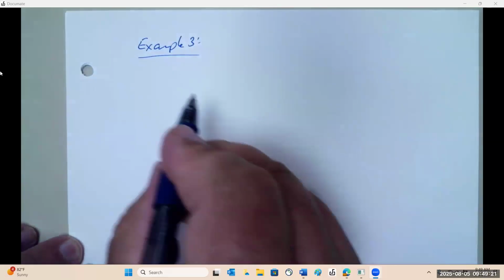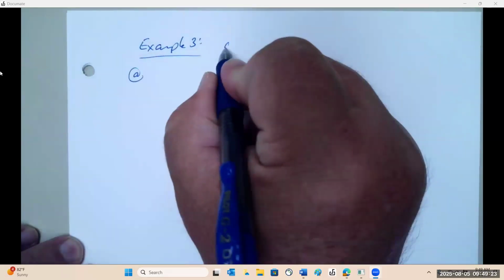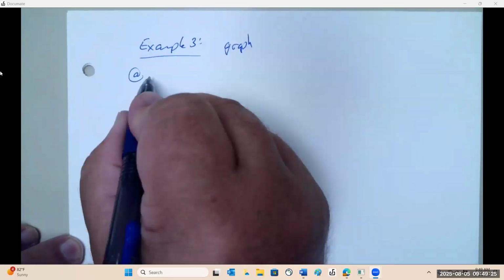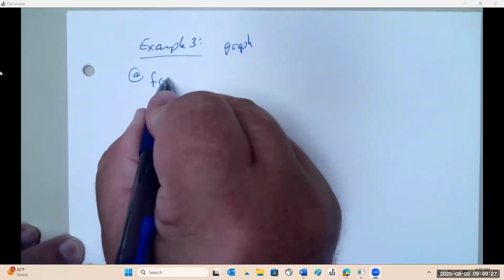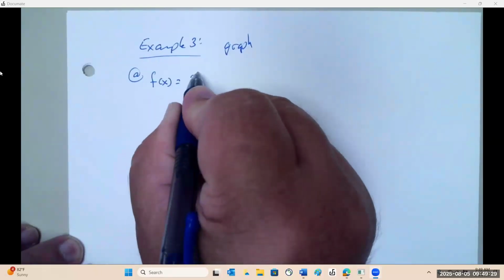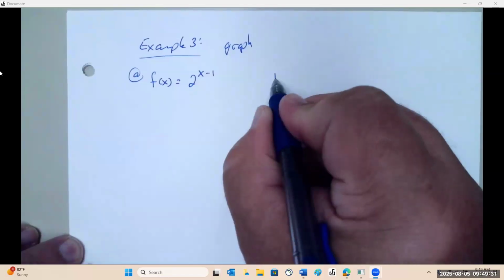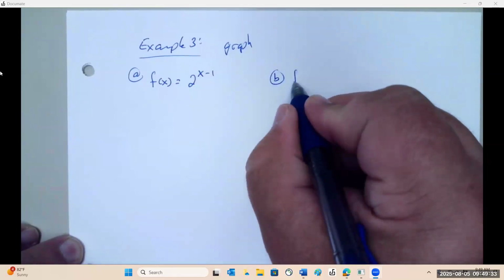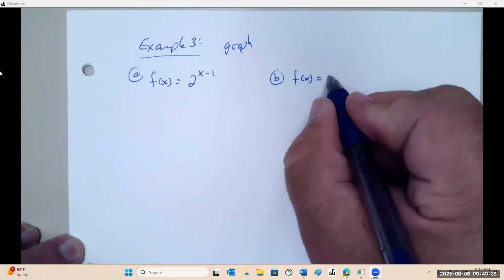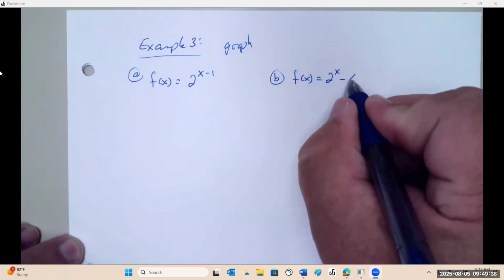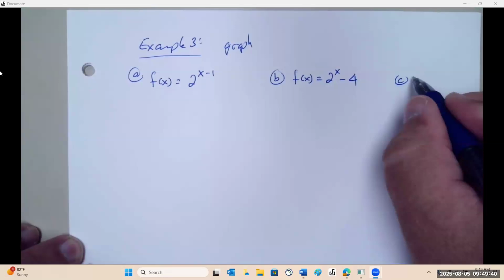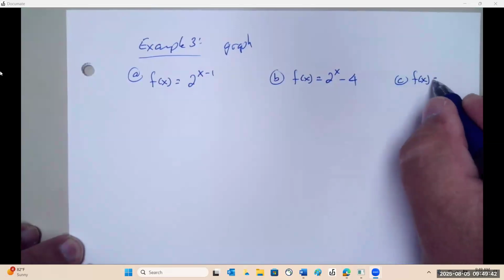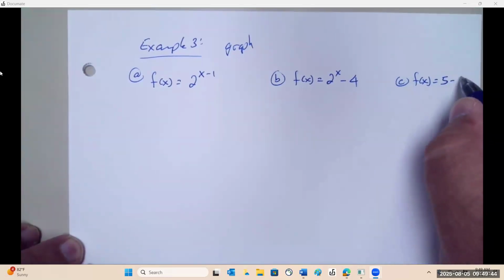Example 3. Let's graph these. A, f of x is equal to 2^(x-1). B, f of x is 2^x, all that minus 4. And C is f of x equals 5 minus 0.5 to the power x.